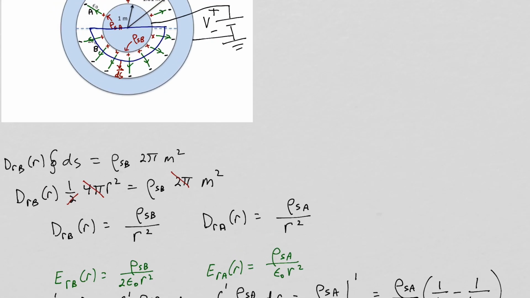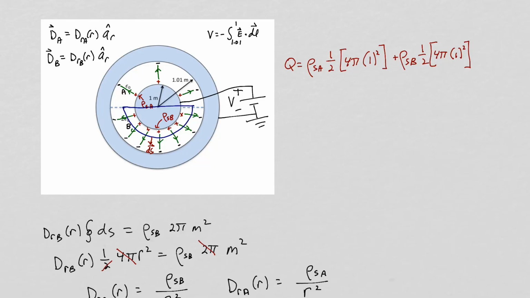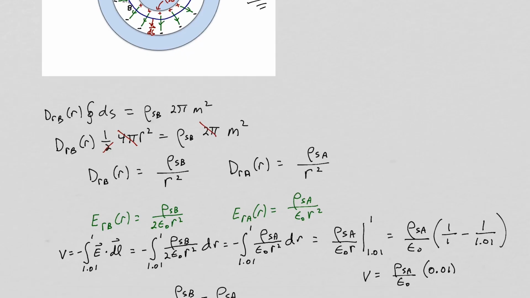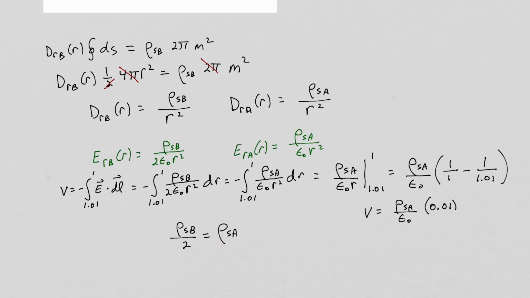The charge consists of the charge on the top half of the inner conductor plus the charge on the bottom half of the inner conductor. The charge on the top half is the charge density on the top half times half the area of a sphere of radius 1 meter. The charge on the bottom half is the surface charge density on the bottom half times half the surface area of a sphere of radius 1 meter. For rho sub SB, we will substitute 2 rho sub SA. So the total charge is 6 pi times rho sub SA.